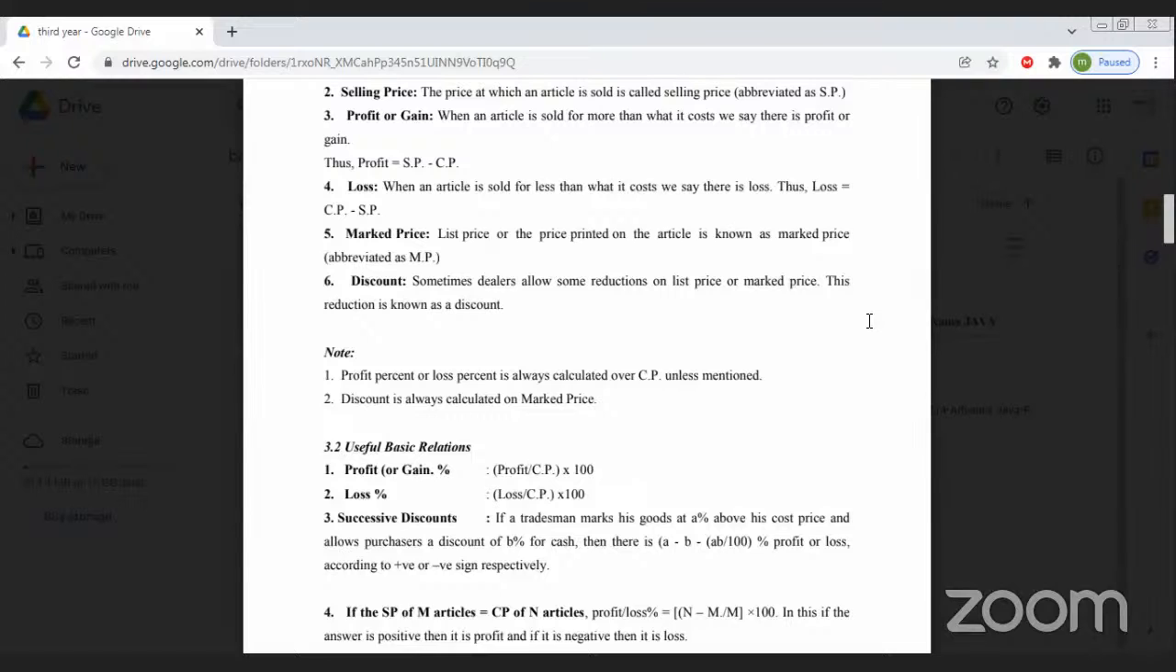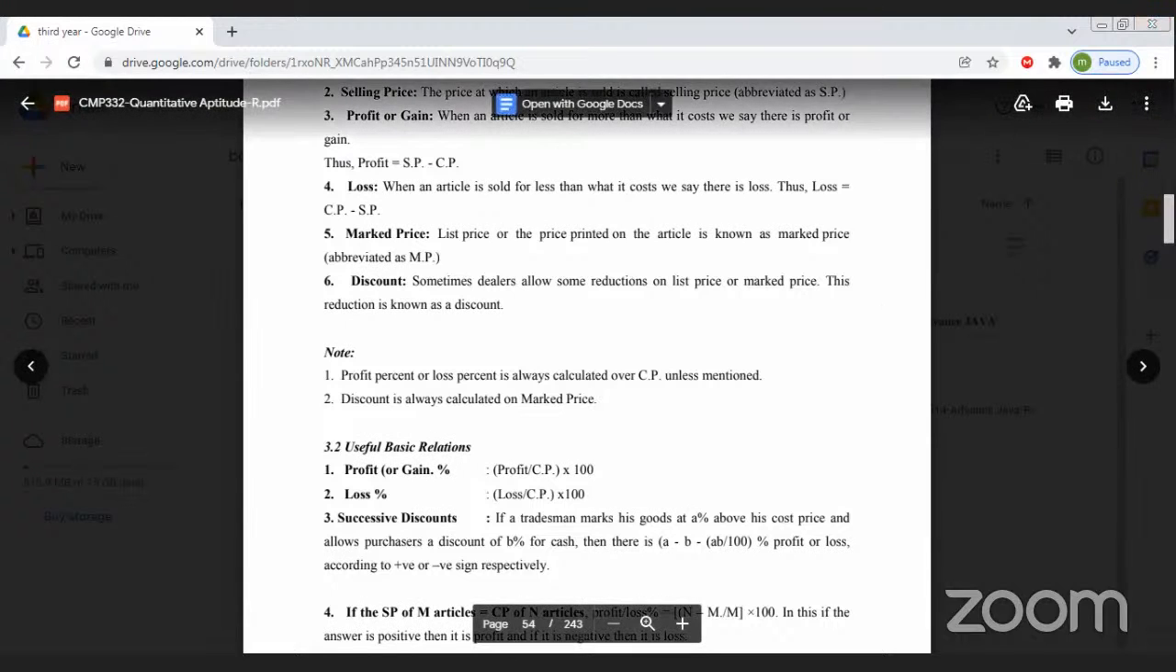Can I say that? Because 140 into 20 upon 100. If you take it, 2 ones are, 2 fives are 10, 4 carry over 28. So he is earning a profit of 28 rupees in this type of sums.